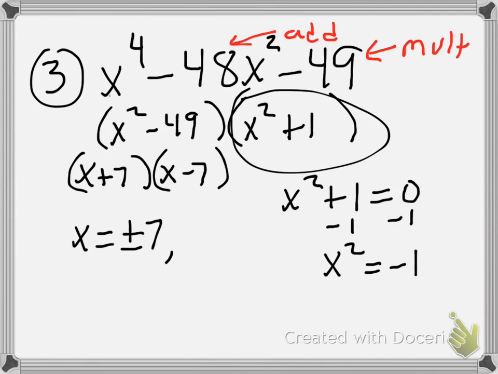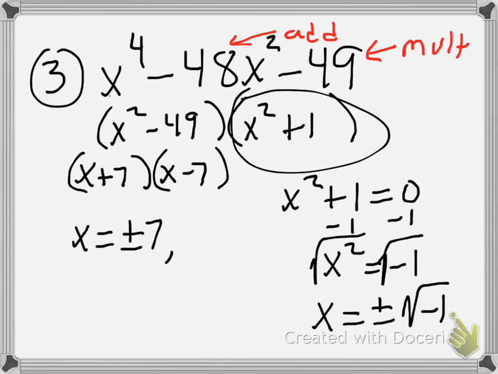Well, now to get rid of the square, you square root both sides. So we get x equals plus or minus the square root of -1. Again, the negative makes it imaginary, and the square root of 1 is 1. So this becomes plus or minus 1i, or just plus or minus i. It's however you wanted to put it.